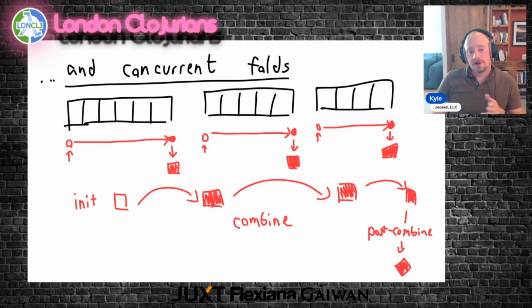Then I have a serial combine phase, which glues together the results of all of those chunk reductions. I call that combine. So it starts off with an initial state, we combine the reduced value, we combine that reduced value, and then we do a final post-combine, again, to turn transients into persistence.